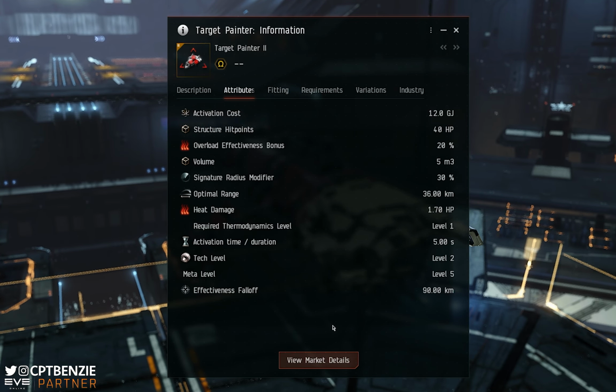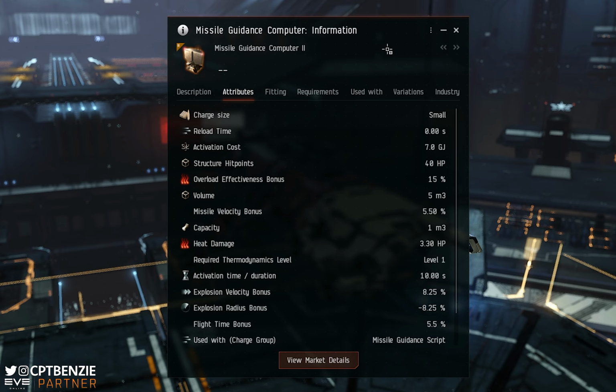That said, if a target's orbiting at 30 kilometers to you and you can't put a Webifier on it, then a Target Painter is going to be flat out better. There's no two ways about it. If the Webifier doesn't work, then the Target Painter is going to be the better option. At least out of those two. But there's still modules we haven't talked about.